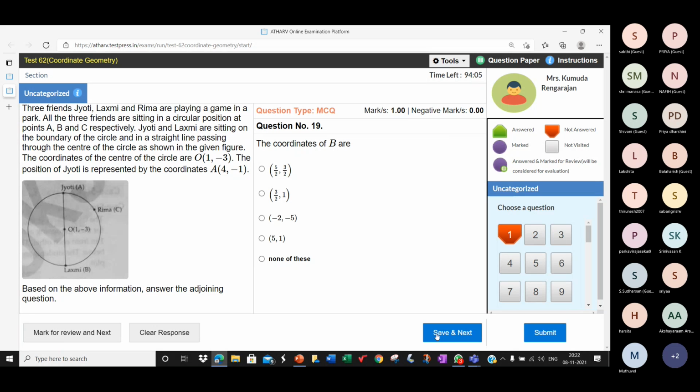Quickly find the coordinates of B. How will you find the coordinates of B, children? I'm using the midpoint formula, ma'am, and it is minus 2 comma minus 5. Oh, you already found it, is it? Minus 2 comma minus 5. All right. Use the midpoint formula. We know that O is the midpoint of AB. So using the midpoint formula, you can easily find the coordinates of B. All right.